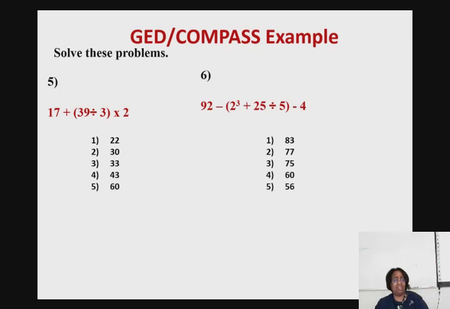On number 6, what should I do first? 2 to the third power. And what's 2 to the third power? That's 2 times 2 times 2, which is 8. It is not 6, it is 8. And then you'll do 25 divided by 5, which is 5. So what's 8 plus 5? 13. So 92 minus 13 minus 4. How much do you get?